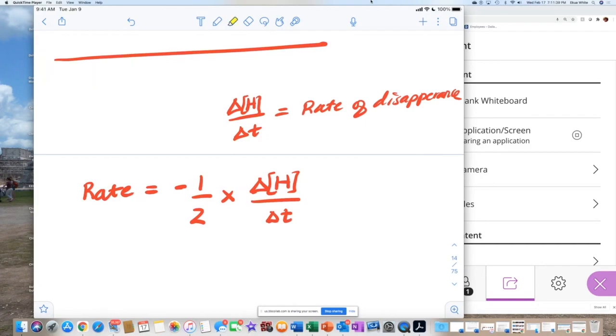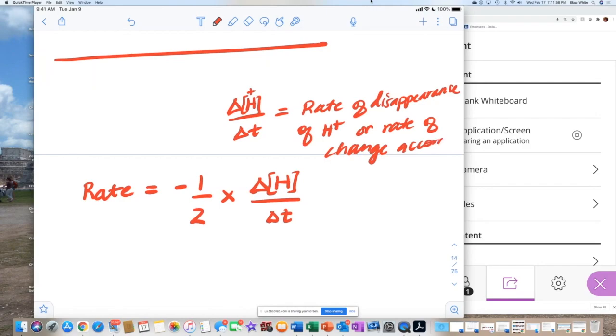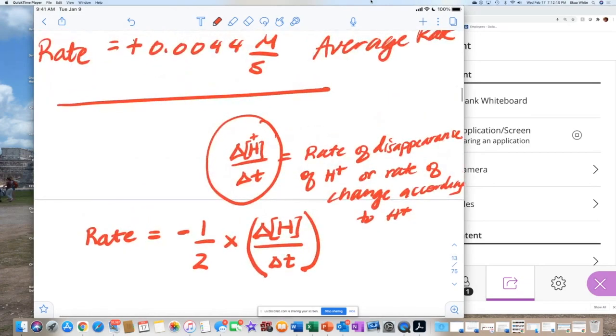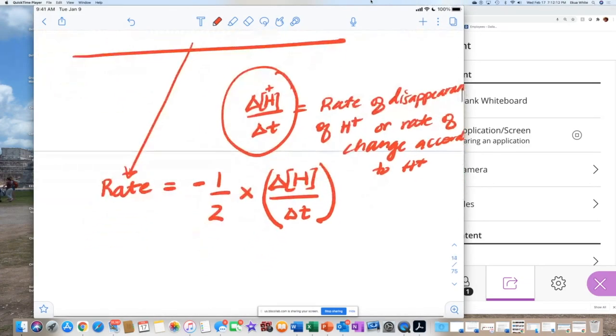I feel like I didn't spell this properly, y'all. Let's go back and do this right. Disappearance, yes, of H+, or rate of change according to H+. Okay, two different ways of saying it. They want you to solve for this. So trying to solve for this, remember we just solved for rate. Rate is up here. So we have this number.